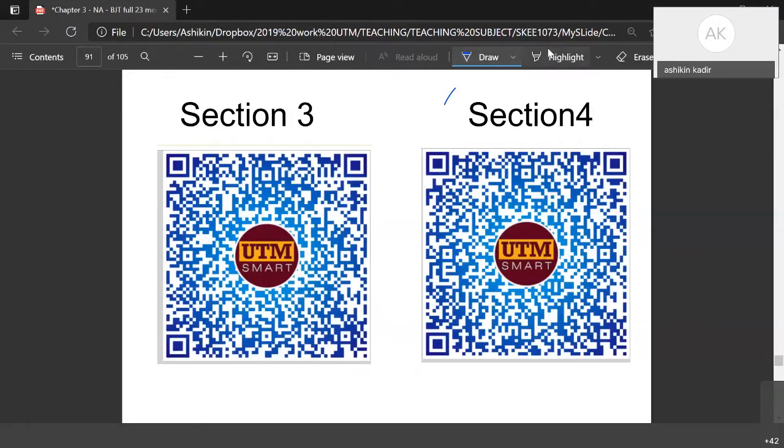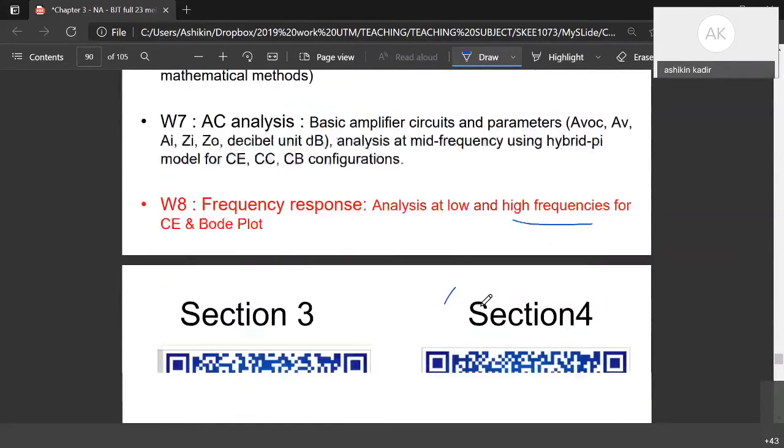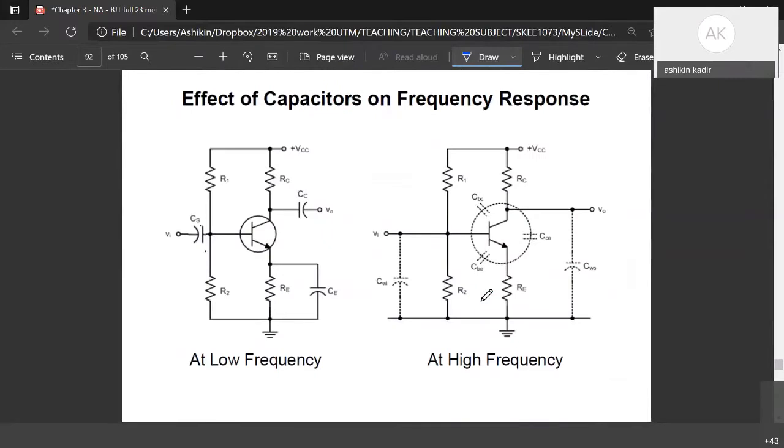It's just our class. So today is going to be the last part for our BJT chapter, high frequency analysis. For high frequency analysis, what we need to be concerned about are the internal capacitances inside our active device. The active device is the BJT, so there is capacitance between the junctions.